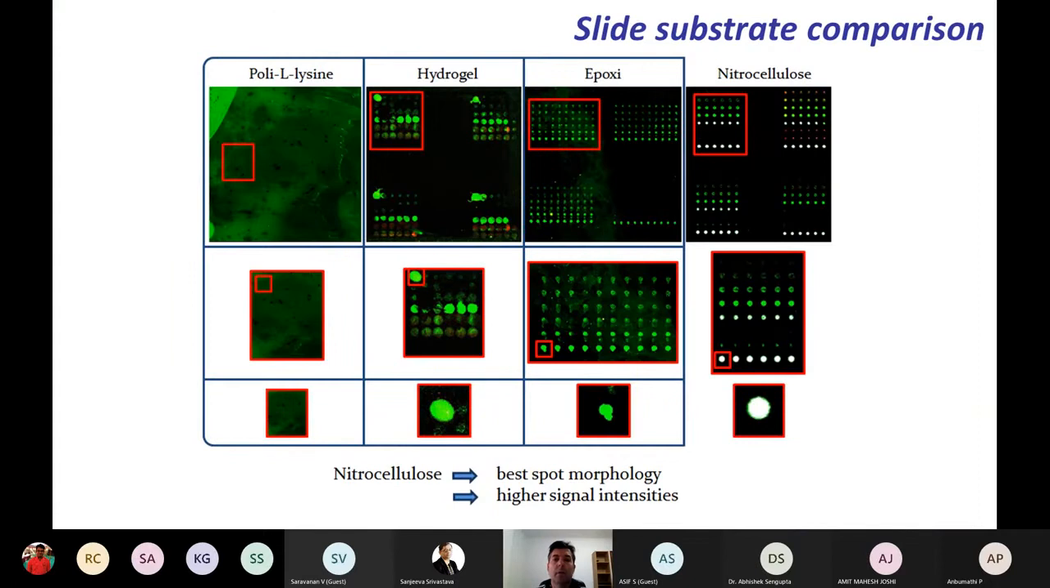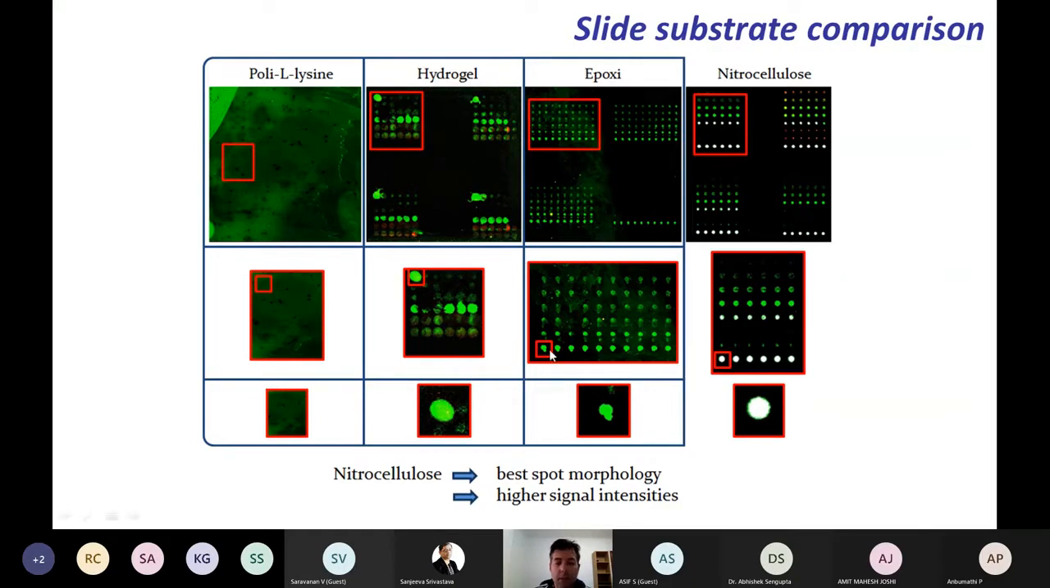This is an example of the different performance of different slide substrates for printing our custom protein microarrays. This is poly-L-lysine, hydrogel, epoxy, and nitrocellulose microarrays. These are the treatments on the glass, and as you can see, the differences between them are really strong. For example, for poly-L-lysine and hydrogel, the spots are not homogeneous, and poly-L-lysine is not recommended for printing of proteins, at least in our conditions.